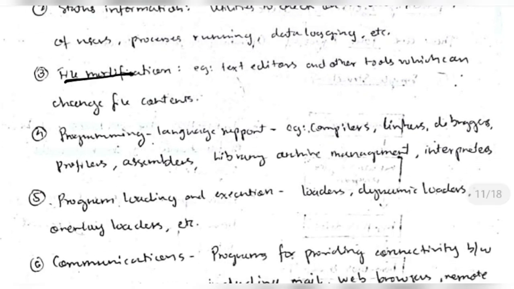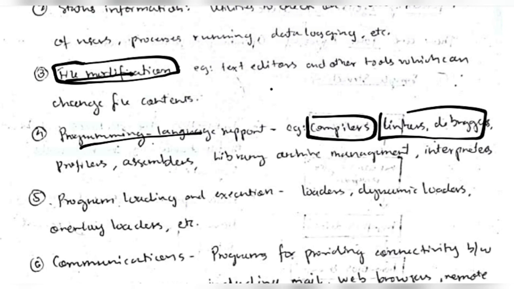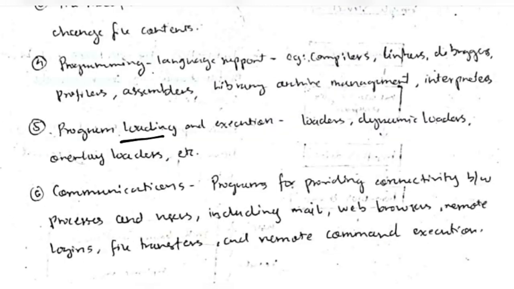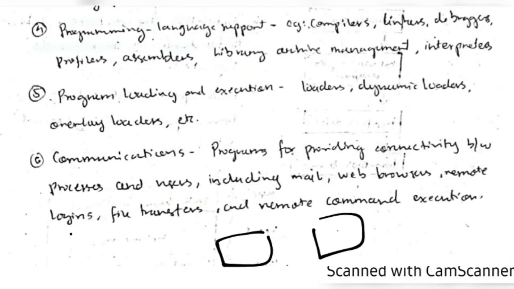Then to modify the file content, file modification is used. And in programming language support, the compilers and the debuggers which we use should support a large variety of languages. And to load the program and execute the program, loaders are used. And to communicate with other users present in different parts of the world, communications are used. There are system programs which provide the ease of communication.